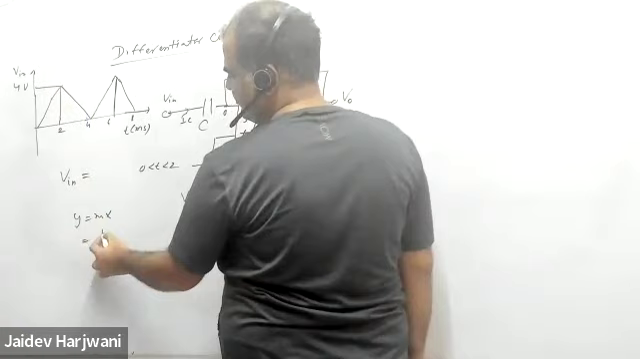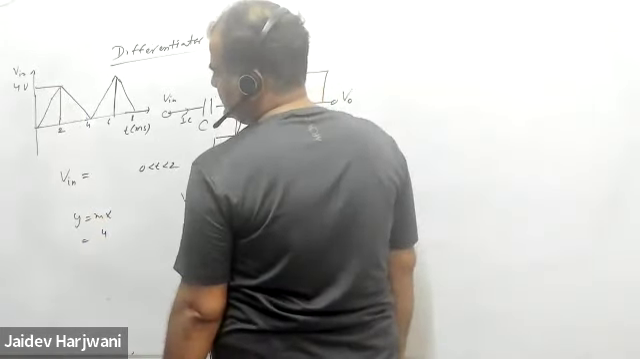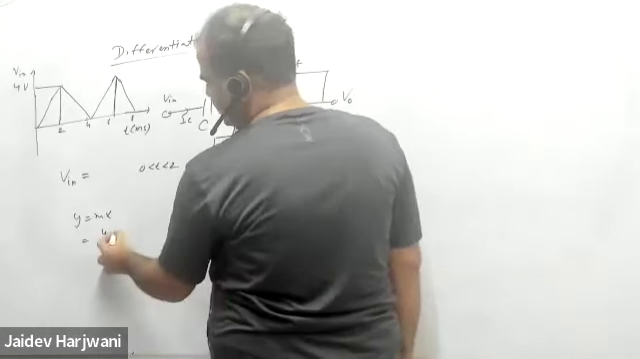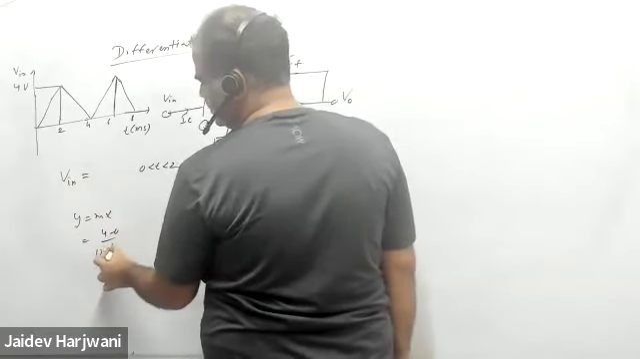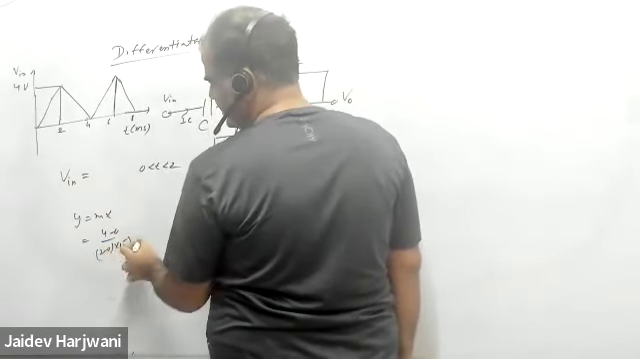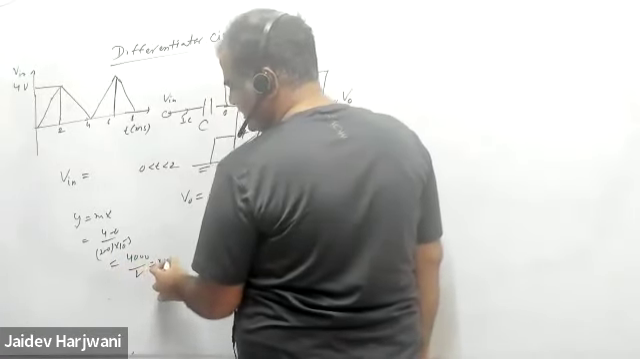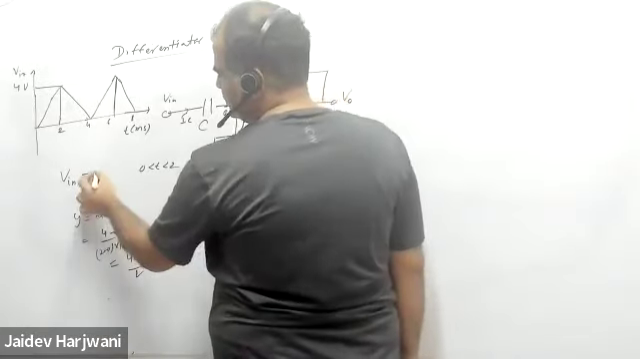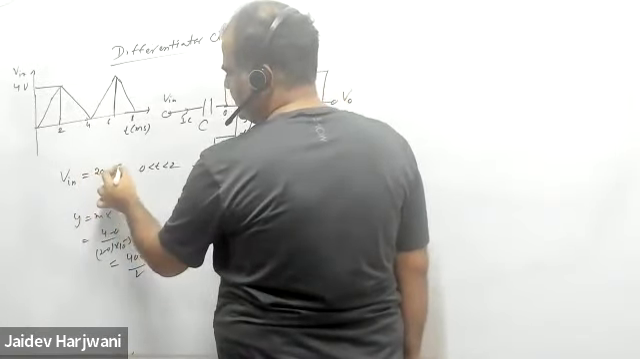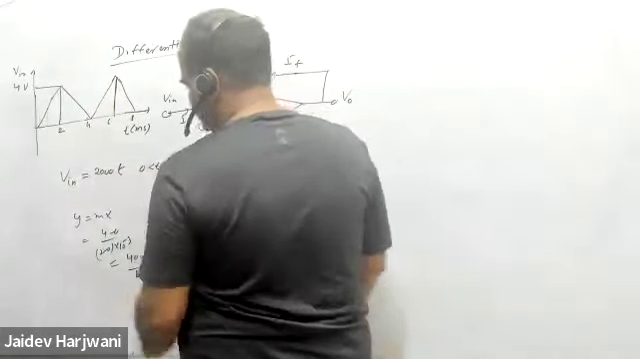Slope is y2 minus y1 over x2 minus x1, which is 4 minus 0 over 2 minus 0. The time period is in milliseconds, so this becomes 4000 divided by 2, that is 2000. So 2000 volt per second is the slope. The equation is 2000 t, like y equals mx plus c, where c is 0.